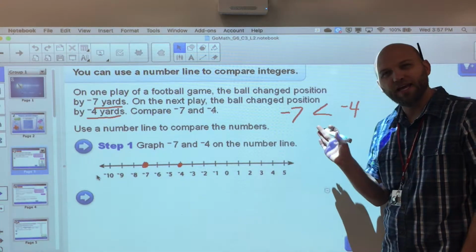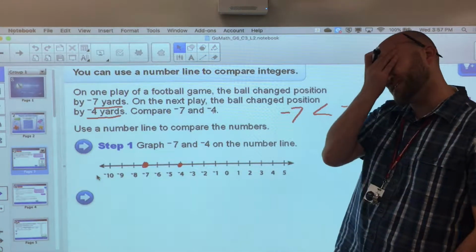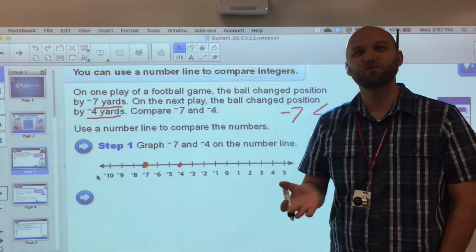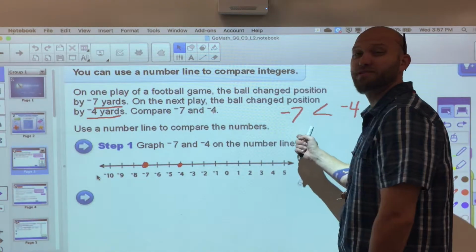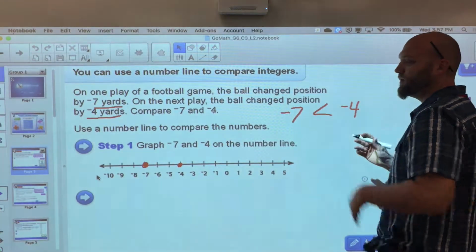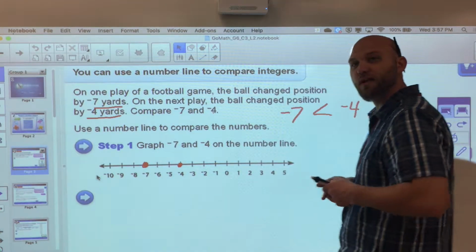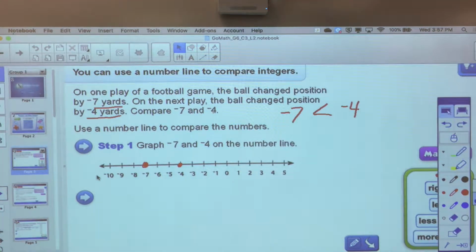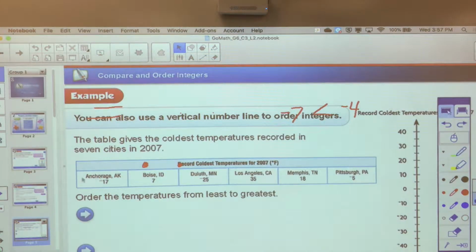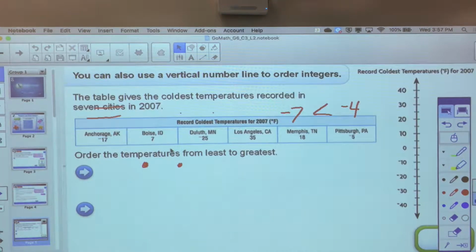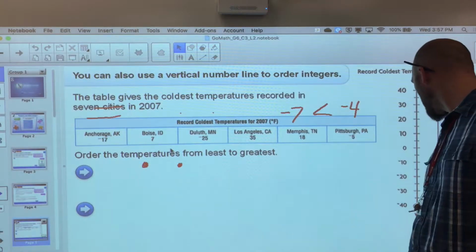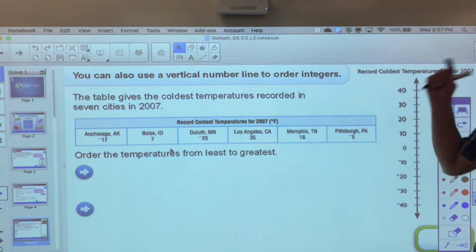Again, when we're dealing with negatives, a lot of students get confused and they say, but 7's greater than 4. Yes, but -7's not. So looking at a number line will help us keep this straight in our heads. Let's look at another one. We are going to use a vertical number line in this case. Let me erase that. Vertical number line.